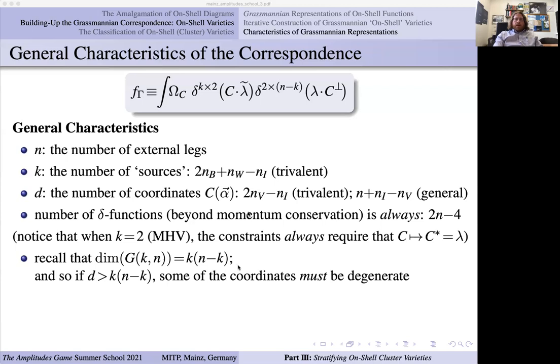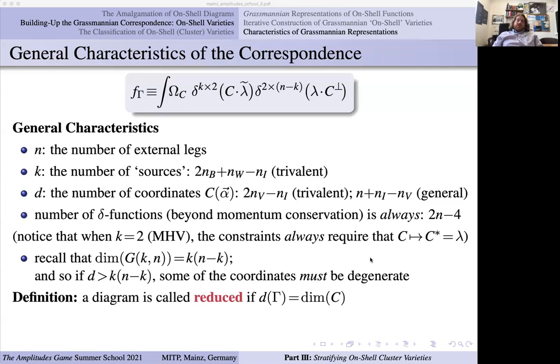And it is worthwhile to define a notion of reducibility, which has nothing at all to do with planarity or permutations or anything else. And we can call a diagram reduced if the number of coordinates D, which is readable from the graph, it's the total number of edges minus the number of vertices, is equal to the dimension of the space spanned by this boundary measurement matrix, say. Then we say that the diagram is reduced. This is a worthwhile definition in part because D of a given graph is very easy to compute. And the dimension of the Grassmannian, you can do that even if you add edge weights to every single edge.